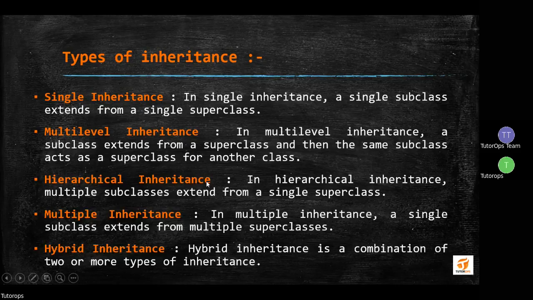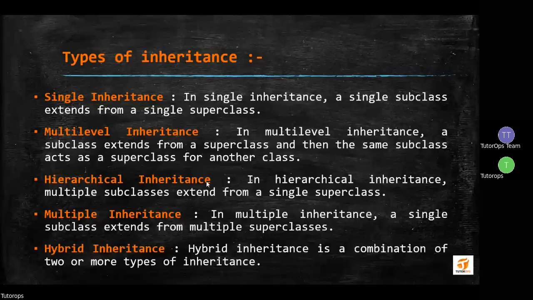Hierarchical inheritance. In hierarchical inheritance, multiple subclasses extend from a single superclass. Suppose you have classes 1, 2 and 3. Classes 2 and 3 both inherit class 1. So here the second and third are subclasses, and class 1 is the base class or superclass. That is called hierarchical inheritance.